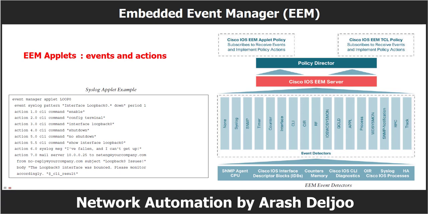It is also good practice to use decimal labels similar to 1.0, 2.0 and so forth when building applets. As you can see here, we have action 1.0, 2.0, 3.0. This makes it possible to insert new actions between other actions in the future. For example, you could insert a 1.5 action between the 1.0 and 2.0 actions. Remember that labels are parsed as strings, which means 10.0 would come after 1.0, not after 9.0.